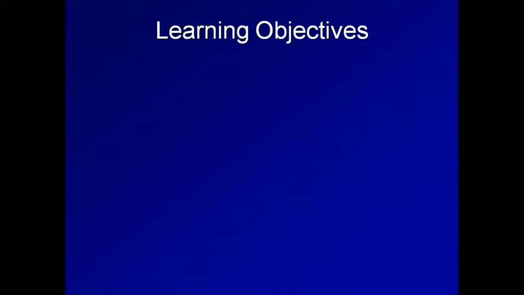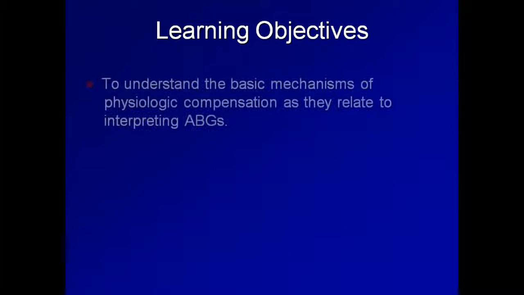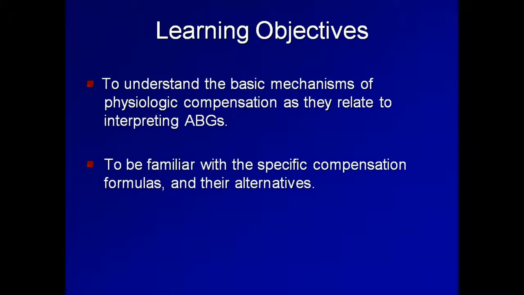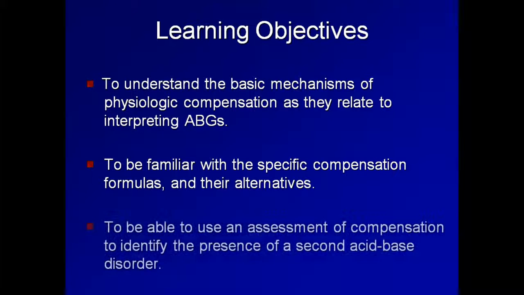The learning objectives are as follows. First, to understand the basic mechanisms of physiologic compensation as they relate to interpreting ABGs. Second, to be familiar with the specific compensation formulas and their alternatives. Finally, to be able to use an assessment of compensation to identify the presence of a second acid-base disorder.